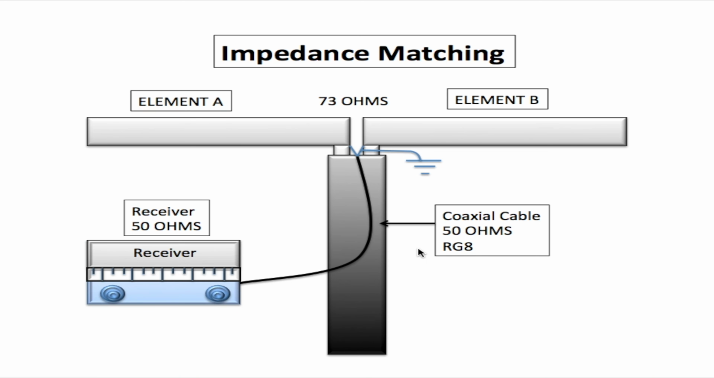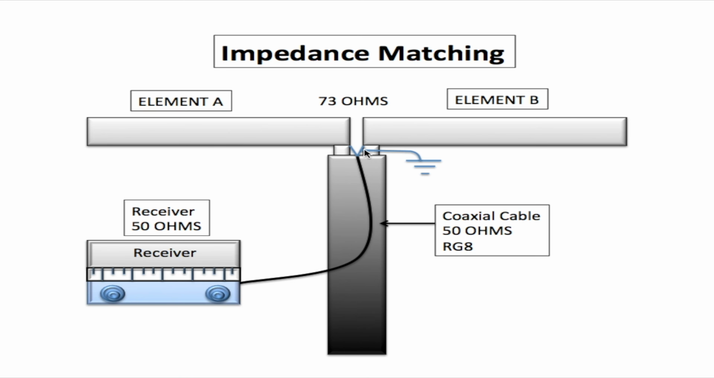Now here in this example, we're using a receiver, and this receiver is 50 ohms. In order to have maximum power transfer, we need to have 50 ohms on the coaxial cable and 50 ohms on the antenna as well. Here I'm using a coaxial cable, which is 50 ohms, so we have impedance matching between the two.